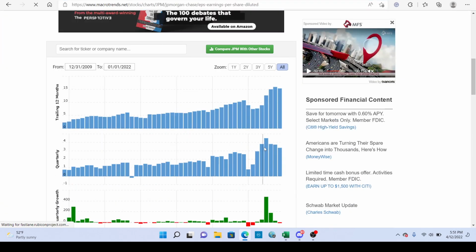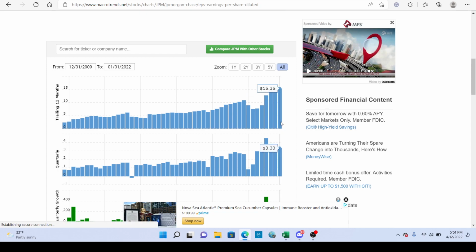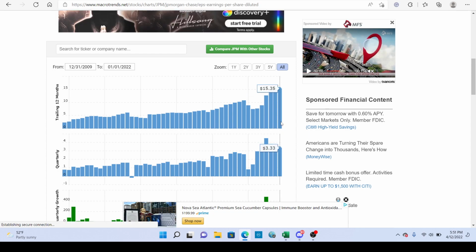So trailing 12 months, how do we calculate this? What we end up doing is we get four quarters of data and then we just sum that all up together. So here we have 3.33, we have 3.74, we have 3.78, and we have 4.5. Each of these bars represents one quarter. So the sum of these four bars is going to equal 15.35, which is the trailing 12 months.